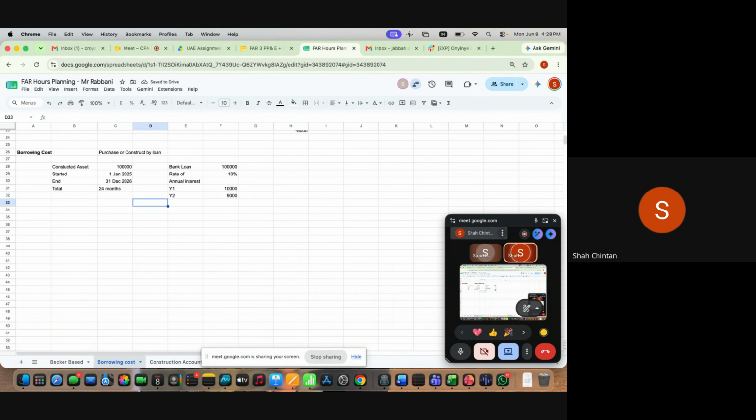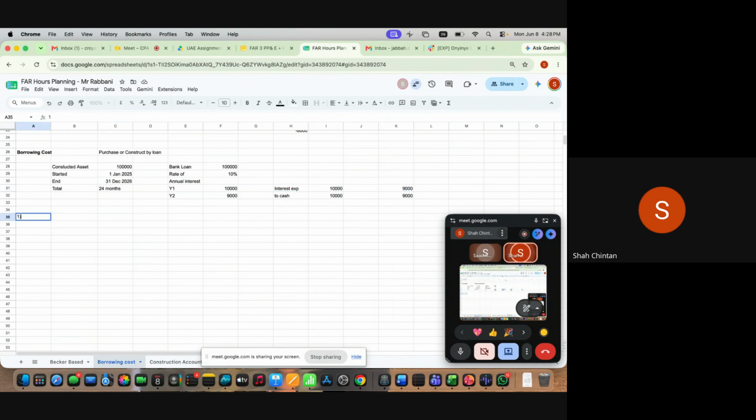Now, the question is, what happens to this interest? So your journal entry for the interest expense is interest expense debit, cash credit. For the first year, it's 10,000. For the second year, it's 9,000. But the accounting standard says if certain conditions are met, then rather than going to an interest expense in P&L, you can capitalize a certain cost. Now, what are those conditions?